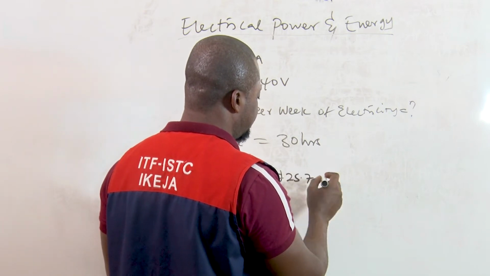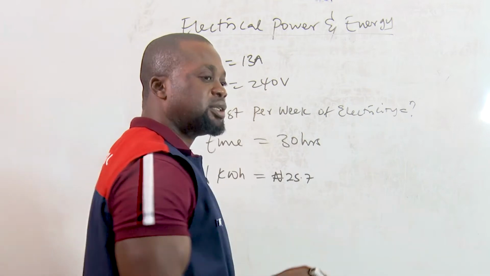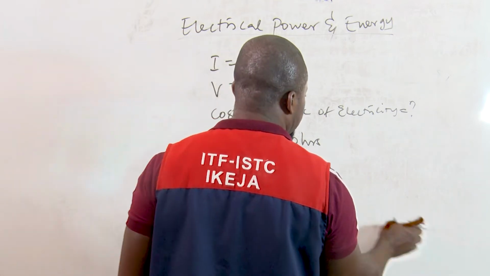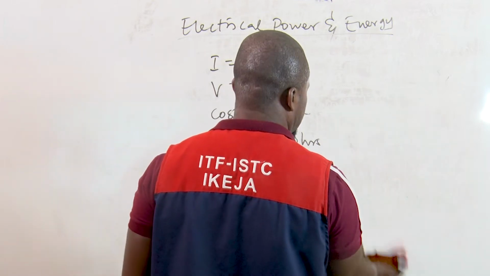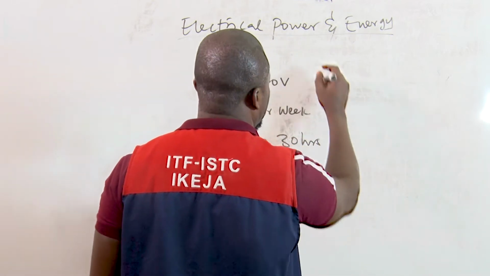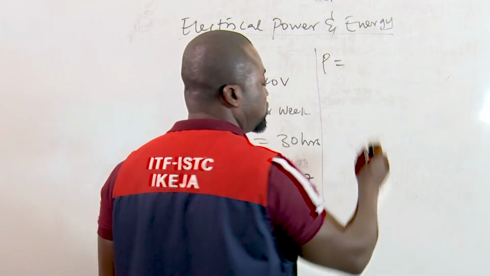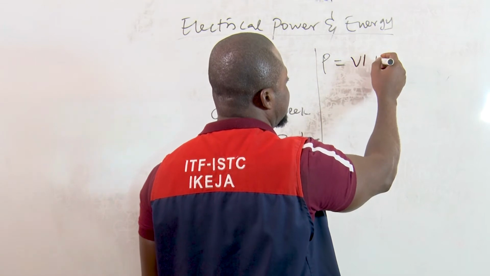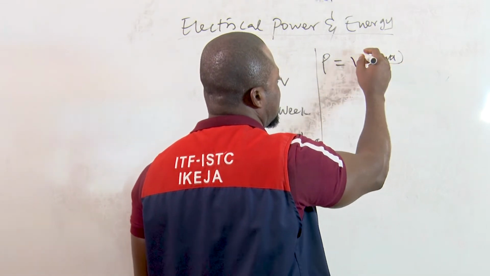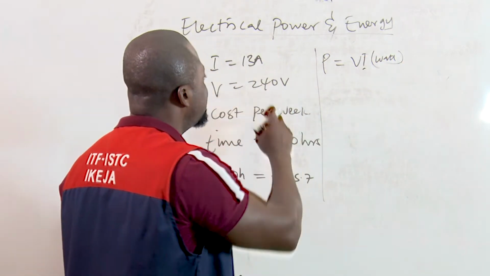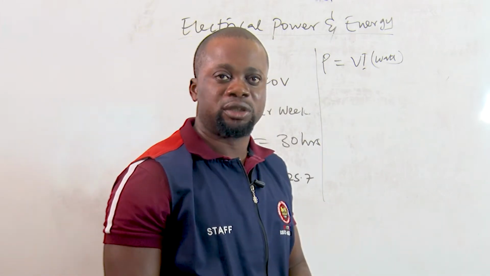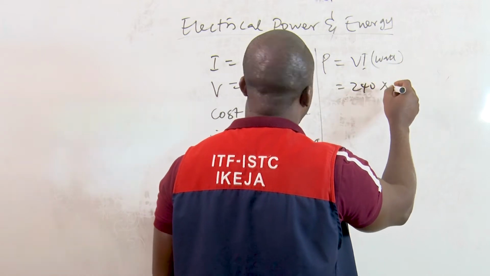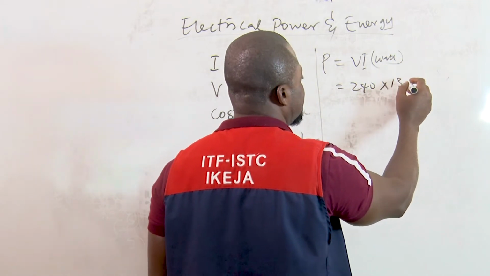25.7 naira. This is a unit. So what do you do? Here, the power, which we said is what? Is VI in watts. We're given what? Voltage and what? The current. The voltage we said is 240 multiplied by the current, 13. That gives what?